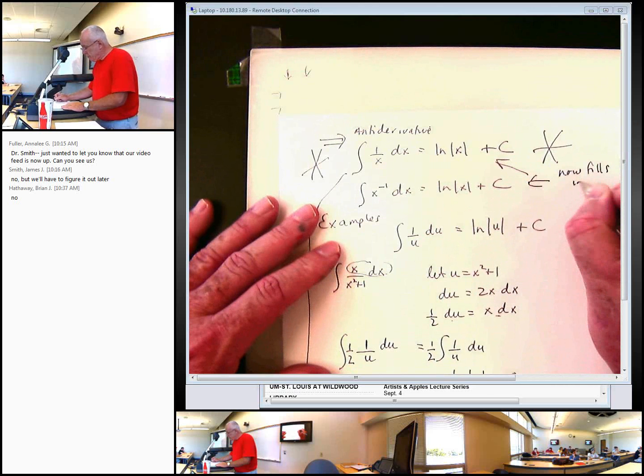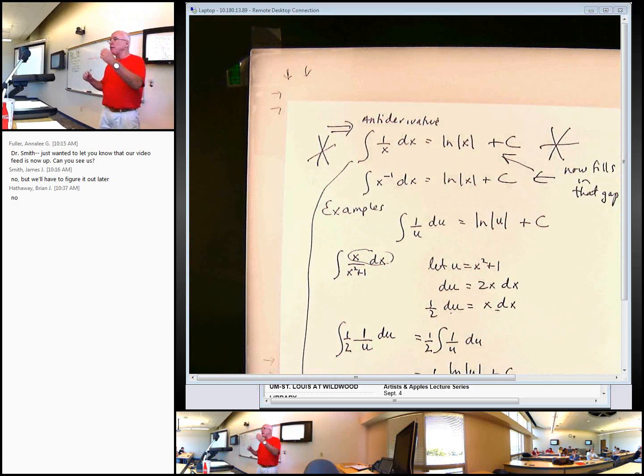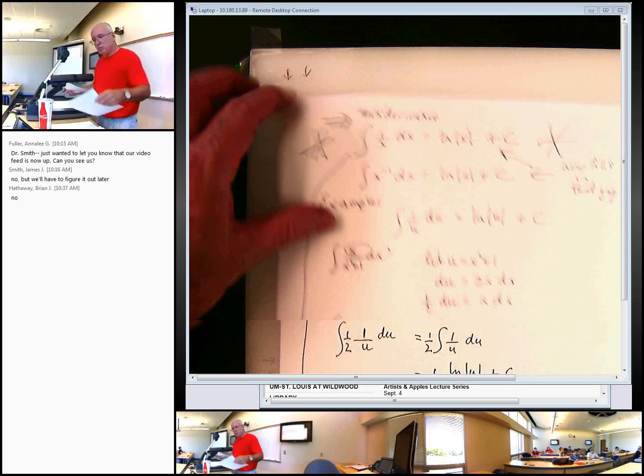So this formula here now fills in that gap. We now can take the antiderivative of x to the -1 power, or 1 over x. Because if we do the old rule with it, we get garbage, we get nonsense, but now we can do it. Okay? Questions? Comments?